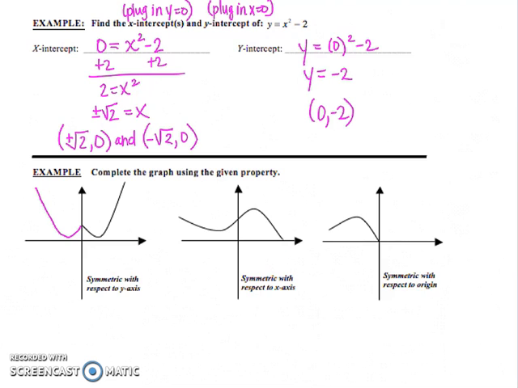Symmetric with respect to the x-axis just means that our mirror is the x-axis and we have to flip our graph over the x-axis. Something like that. And then symmetric with respect to the origin basically means that this graph gets rotated around, either clockwise or counterclockwise, doesn't matter, but you're going to be rotating it 2 quadrants.